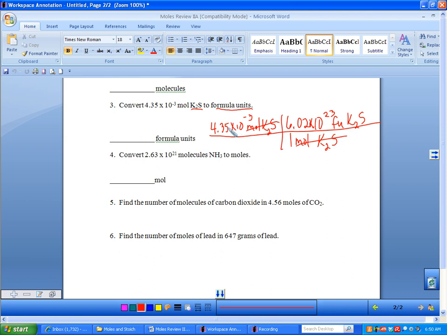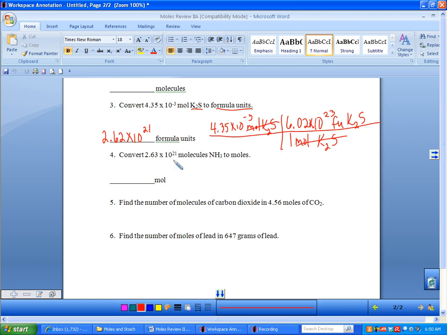So the math is going to be 4.35 times 10 to the minus 3rd multiplied by 6.02 times 10 to the 23rd. If I do that correctly, I should get 2.62 times 10 to the 21 formula units. Practice, make sure you get that on your calculator.